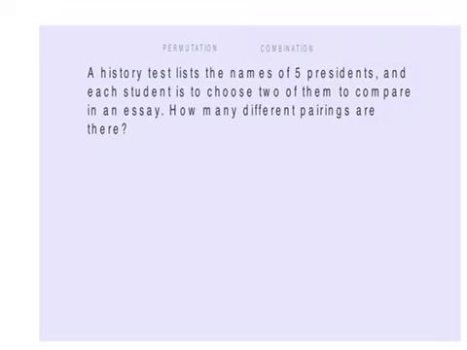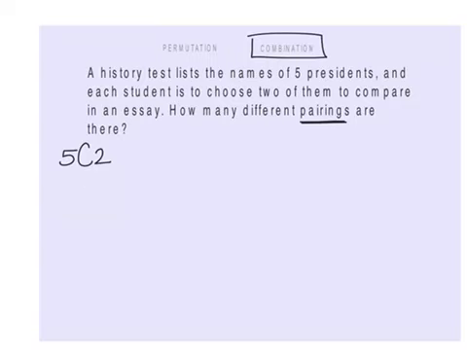My next one here, a history test lists the names of 5 presidents, and each student is to choose 2 of them to compare in an essay. How many different pairings are there? Remember when we talked about combinations, this word pairings is really important for us. That means it's a combination. So I know that I'm going to have 5 total, and I'm going to choose 2 of them because it's a pairing.